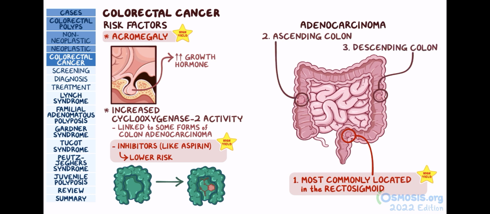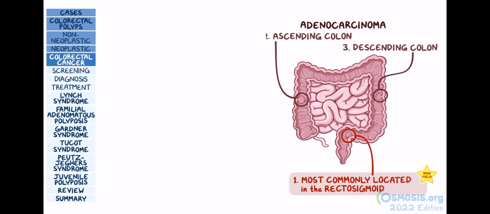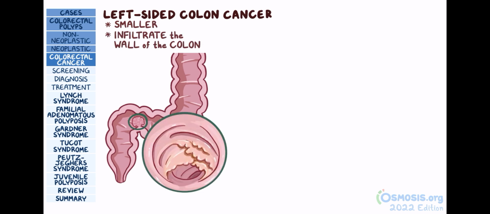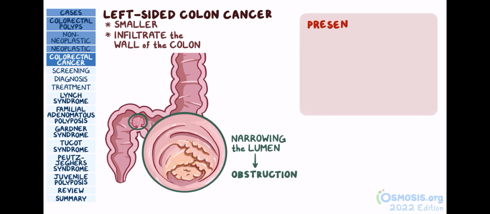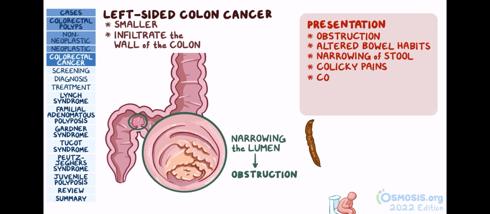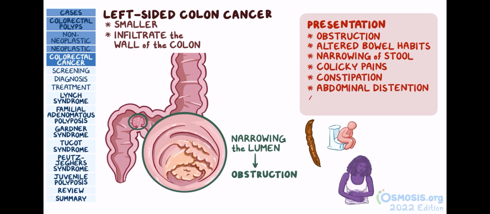Initially, adenocarcinomas can be asymptomatic, but as they grow, their location determines their manifestations. Left-sided colon tumors are usually smaller, but as they infiltrate the wall of the colon, they encircle the lumen, eventually narrowing the lumen and causing obstruction. A frequently tested concept is what the presentation of an individual with left-sided colorectal cancer is. Therefore, it's important to know that these individuals present with obstruction and altered bowel habits, like narrowing of stool, colicky pains, constipation, abdominal distension, but also hematochezia, nausea, and vomiting.